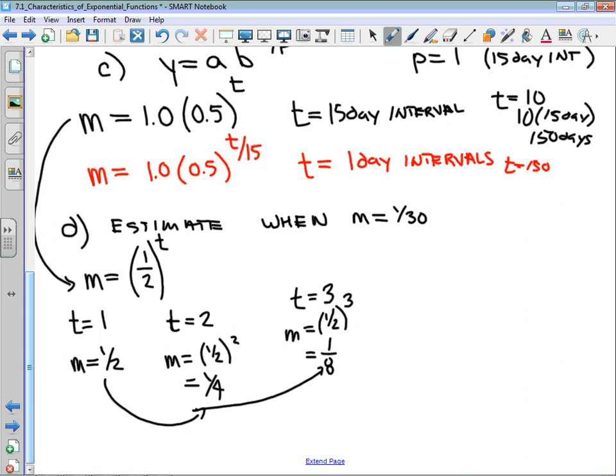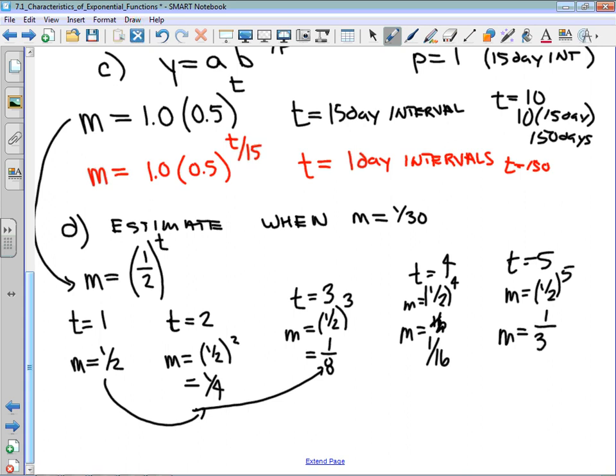So when t is equal to 4, I have that m is 1/2 to the power of 4, which means that m is 1/16th. And then finally, when t is equal to 5, m is equal to 1/2 to the power of 5, so m is equal to 1/32. Now, keep in mind that 1/30th is what we're looking for, which means it's somewhere in here. You look at 1/16th and 1/32, and 1/30 is much closer to 1/32.